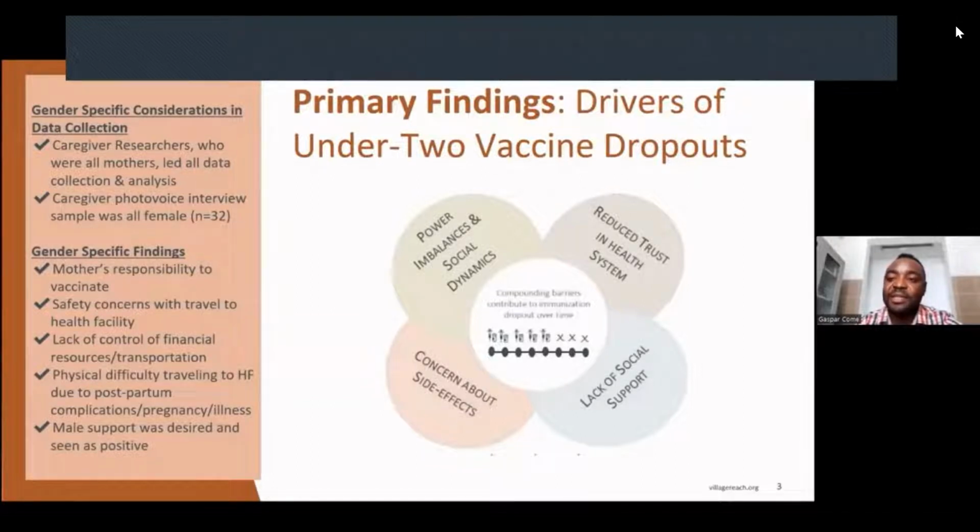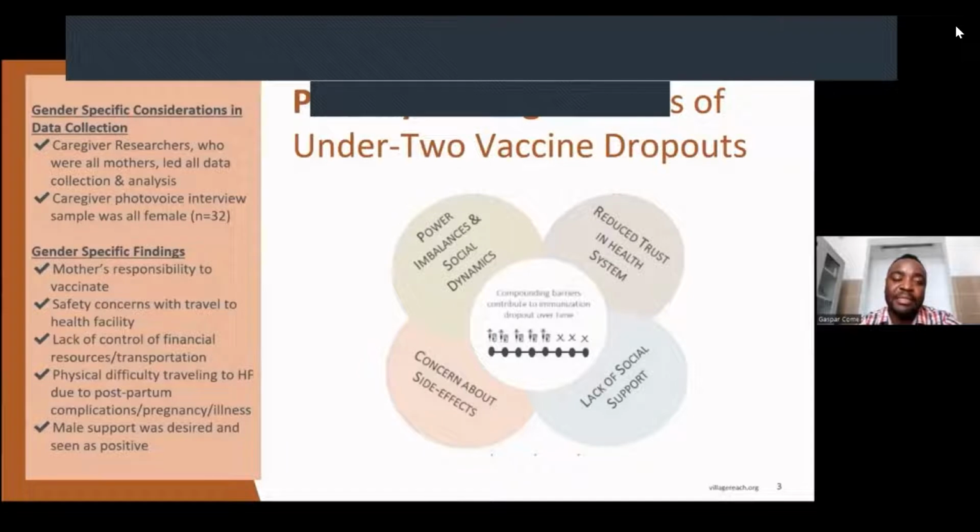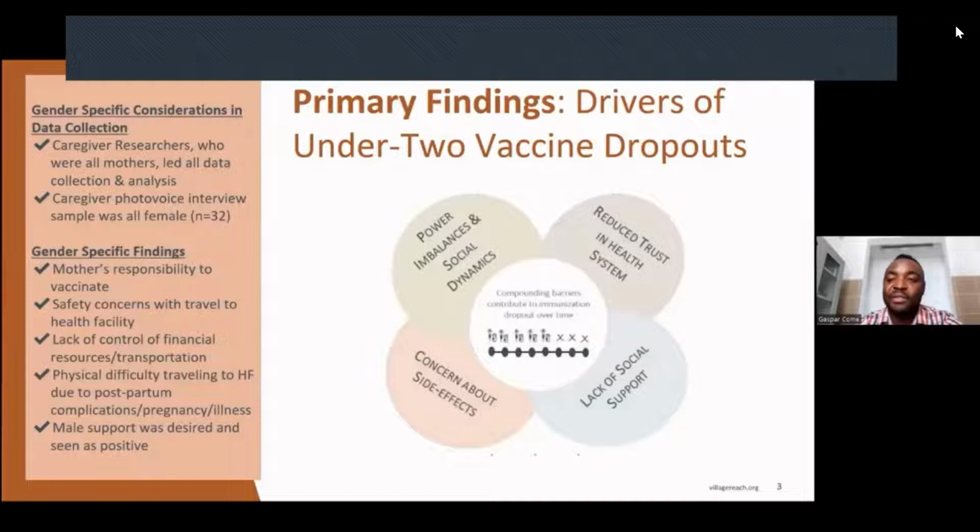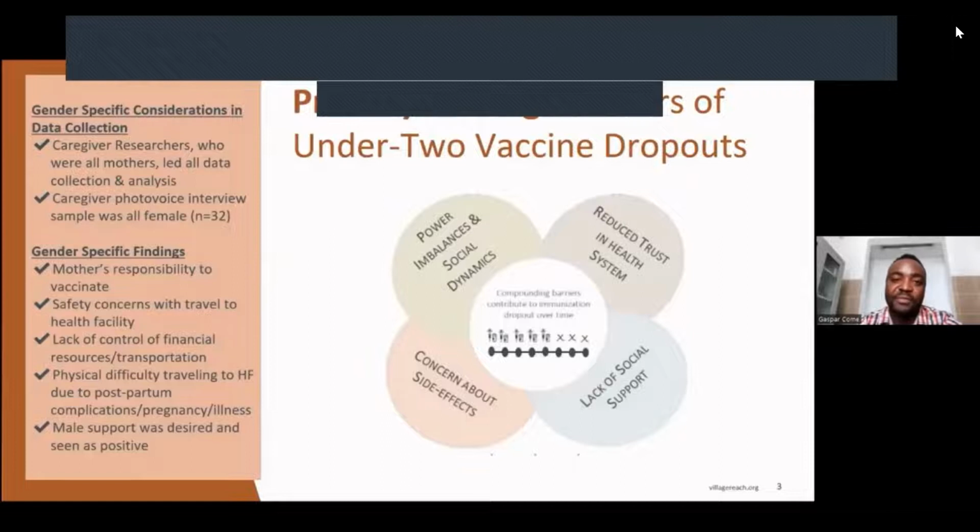In terms of our specific findings around gender, we found that in the communities where we conducted the study, immunization is understood as being one of a mother's responsibilities, but women also face safety concerns traveling to the health facilities seeking vaccination services. Also, we understood that women lack control of financial resources and transportation, which they could use to go to and come from the health facilities. They also have physical difficulties traveling to health facilities due to postpartum complications, pregnancy, and illness. Women also related that they wish men could help them more in seeking vaccination for their children.